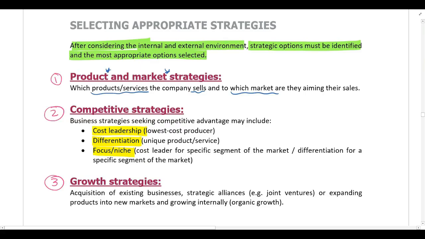Let's first look at the cost leadership strategy. If the company decides that they want to be a cost leader, then they are going to be focusing on keeping their costs as low as possible.